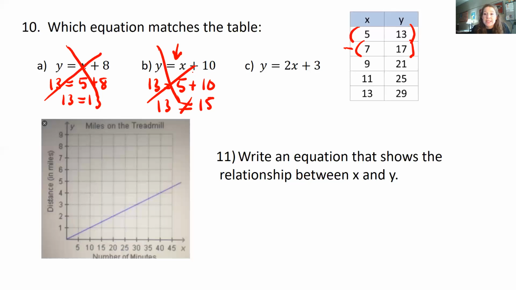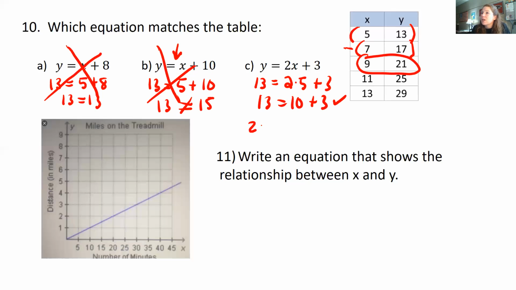So there's only one choice left. So it's probably C, but let's just double check, okay? So we're going to plug in 13 for Y and 5 for X. So 5 times 2 is 10, and does 10 plus 3 equal 13? That one's right. All right, let's try the third one.